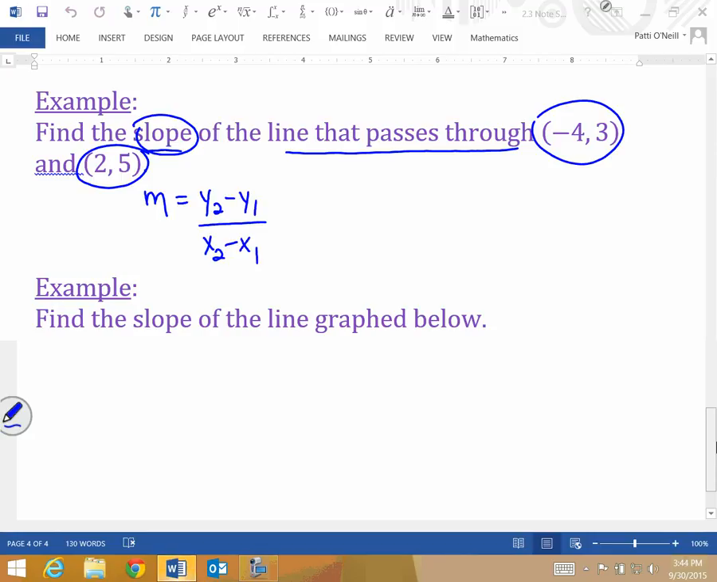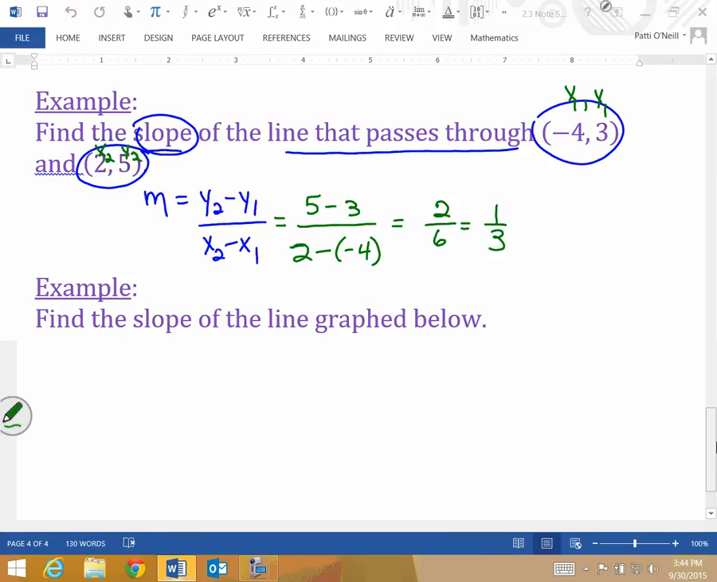And we're just going to sub in. If you have trouble or think you're going to forget what's what, label x sub 1, y sub 1, x sub 2, y sub 2. So in this case, I'm going to say 5 minus 3 over positive 2 minus -4. That's going to leave us with 2 over 6, which is 1/3.